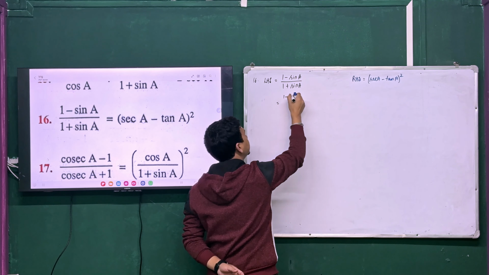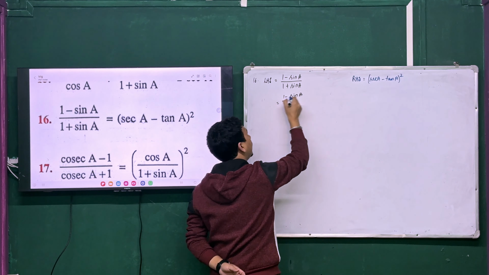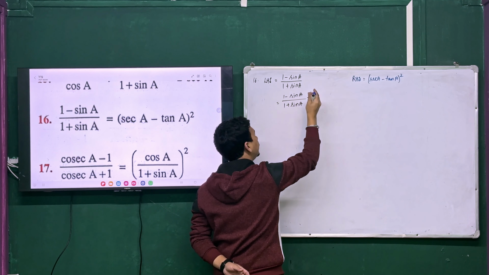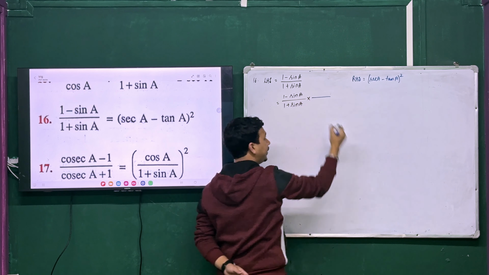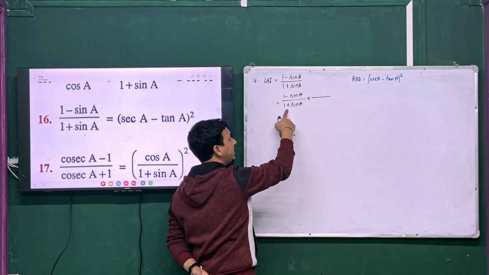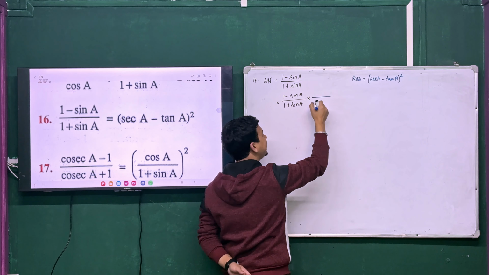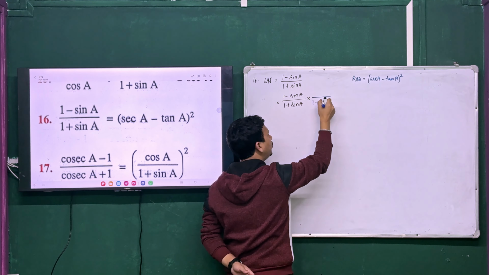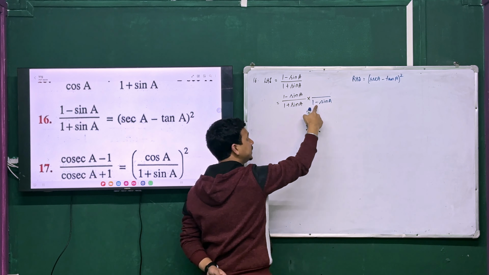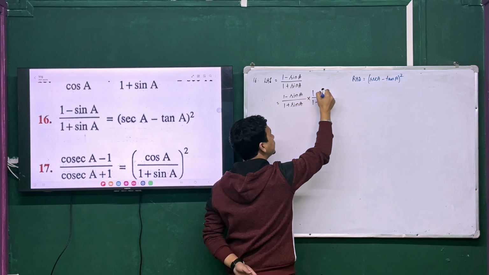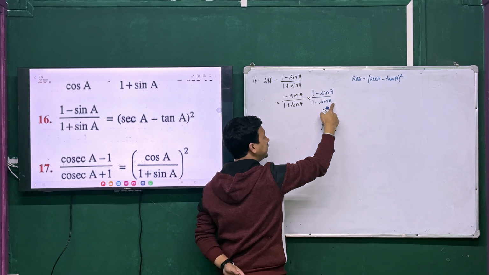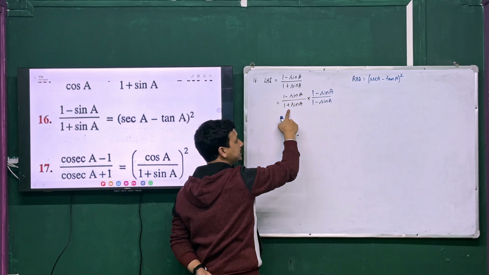We have (1 minus sine A) upon (1 plus sine A). So what do we multiply by in rationalization? Do you remember? You have to focus on the denominator. You multiply with the same denominator but with the opposite sign. So if you have plus, you multiply by minus. Here also you have to multiply by minus. These two will remain the same and this will depend on the sign of this.